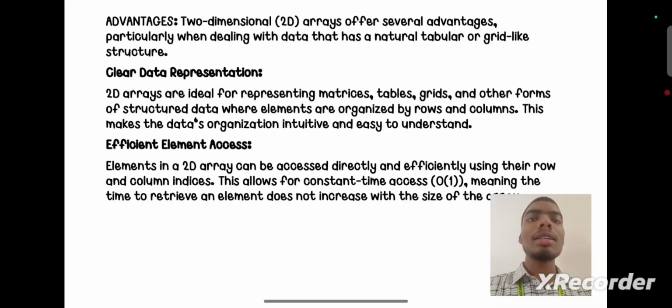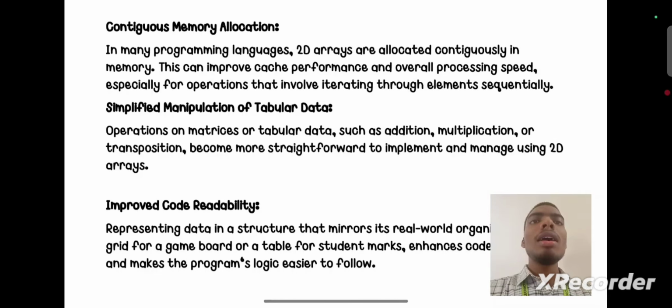Efficient element access. Elements in a 2D array can be accessed directly and efficiently by using their row and column indices. They allow for constant time access, meaning the time to retrieve an element does not increase with the size of the array. Contiguous memory allocation: in many programming languages, 2D arrays are allocated contiguously in memory. This can improve cache performance and overall processing speed, especially for operations that involve iterating through elements sequentially.